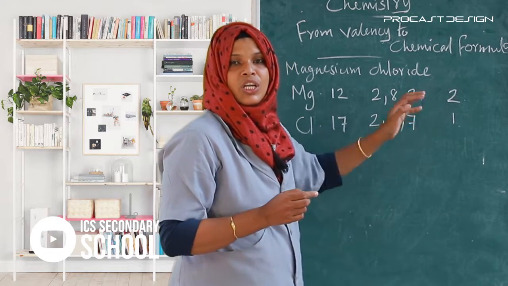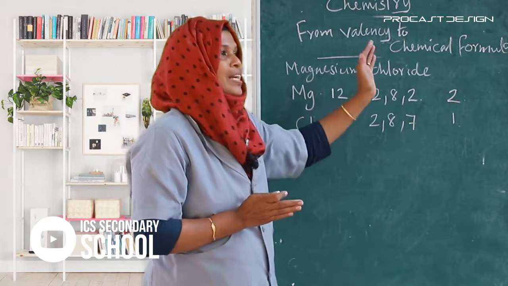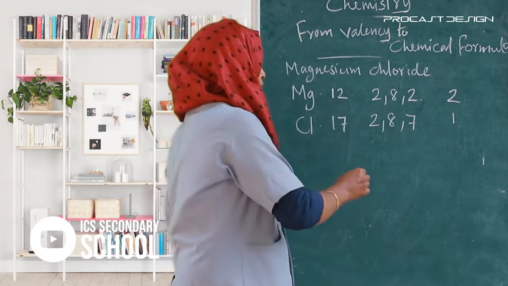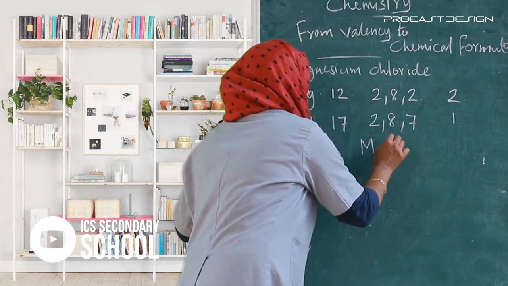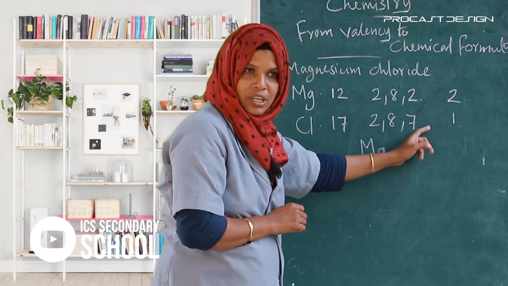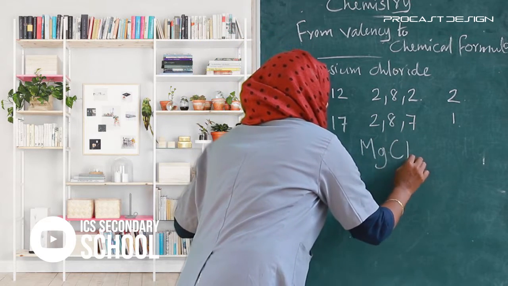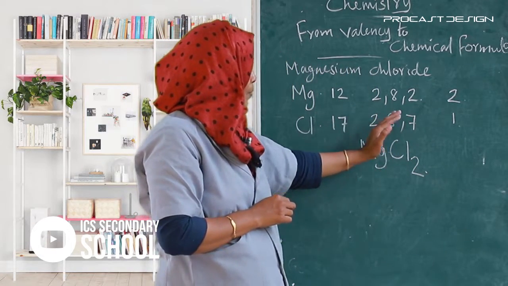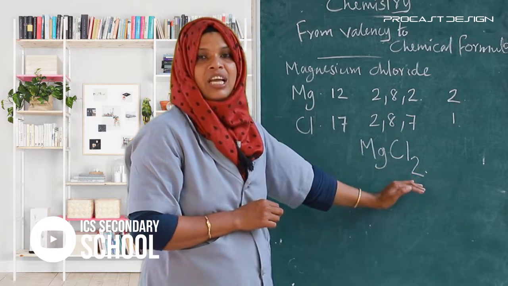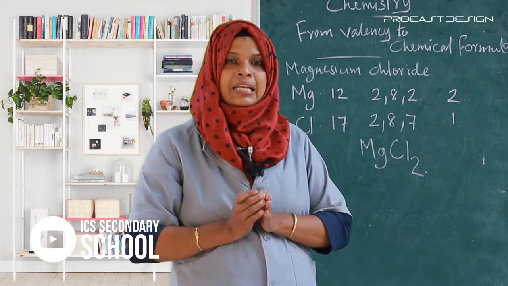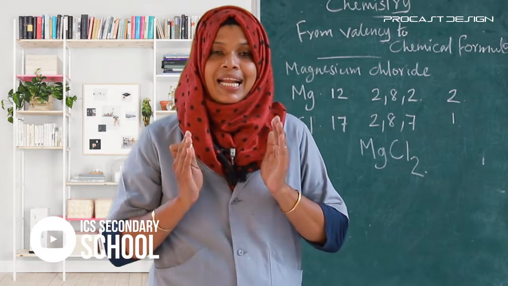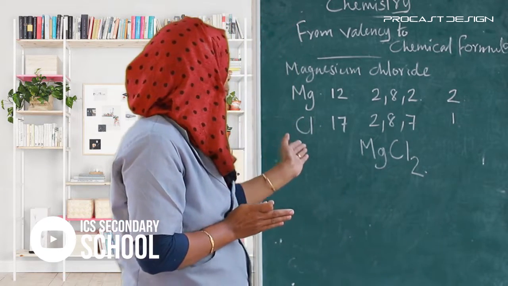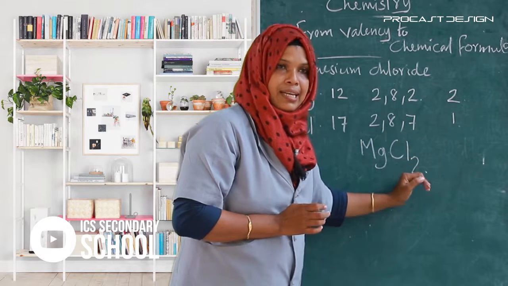Magnesium donates 2 electrons to chlorine, so 2 chlorine atoms accept the electrons. So we can write the chemical formula of magnesium chloride this way, MgCl2. What is meant by chemical formula? The method of indicating the total number of atoms in a molecule is known as the chemical formula. This is the chemical formula of magnesium chloride.